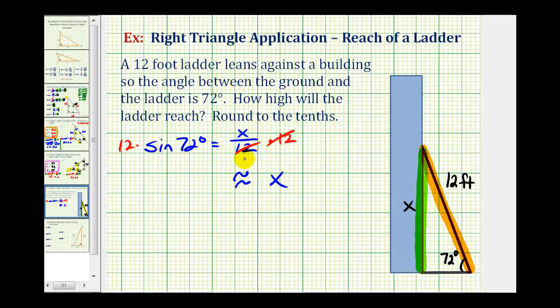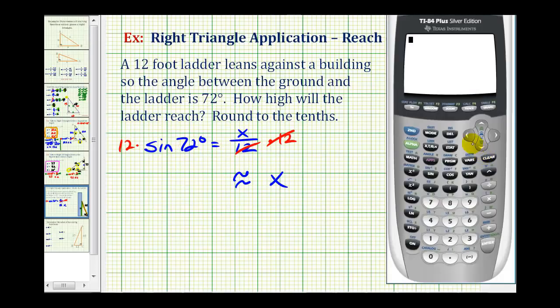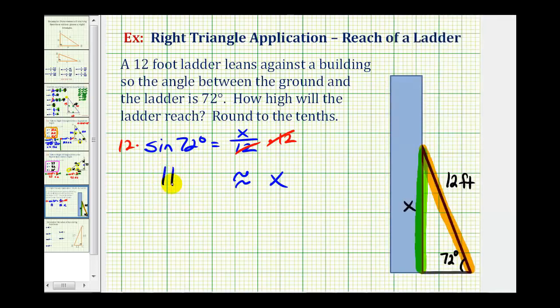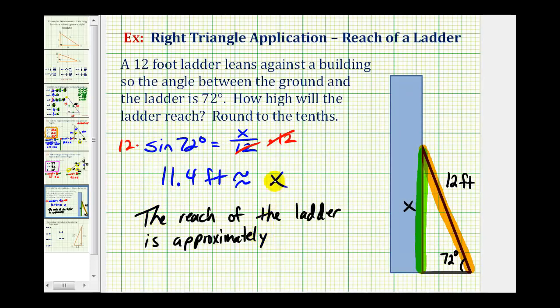And now we'll go to the calculator to approximate this product. It's important to make sure that we are in degree mode, so I'm going to press the mode key. Notice how we are in degree mode because it's highlighted. Now I'll go back to the home screen and type in 12 sine 72 degrees. So x is approximately 11.4 feet, which means the reach of the ladder is approximately 11.4 feet.